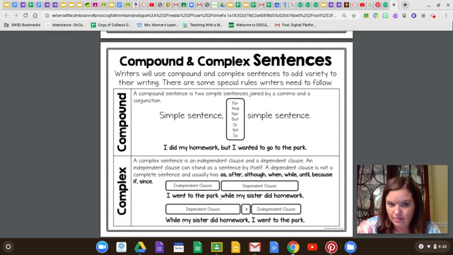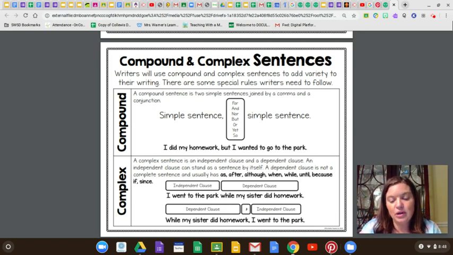I went to the park. And then it says, while my sister did homework. So if I just said, while my sister did homework, that is not a complete thought. But it can be a complete thought if I add it to an independent clause. If you put the dependent clause first, then you have to have a comma. You do not need a comma if the dependent clause is second. So if you do the independent clause or the complete sentence first, and then the dependent clause, there's no comma. But if you do the dependent clause first, so while my sister did homework, then you need the comma.